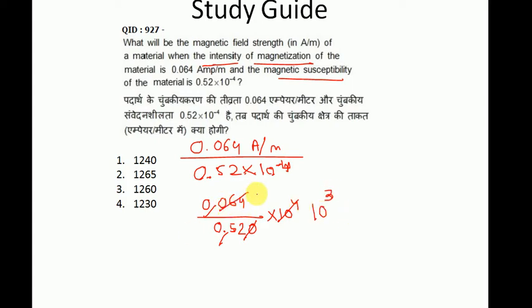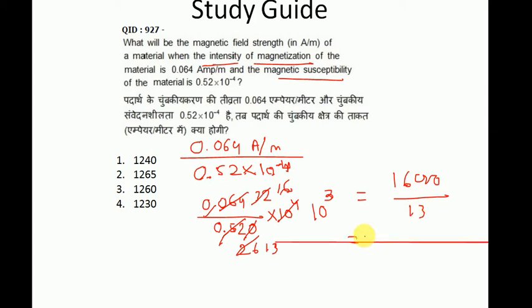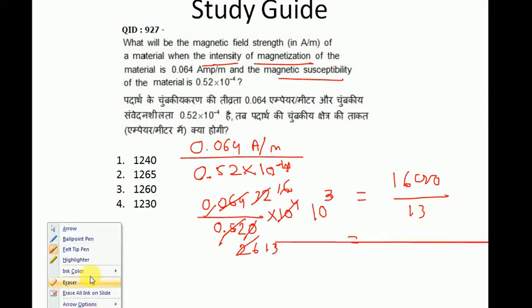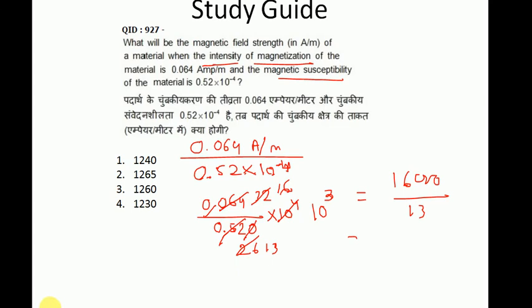Now if I divide by 2: 32 divided by 2 is 16, and 26 divided by 2 is 13. So what is the ultimate output? The ultimate output is 16,000 divided by 13. So it can be done simply, no calculator required.